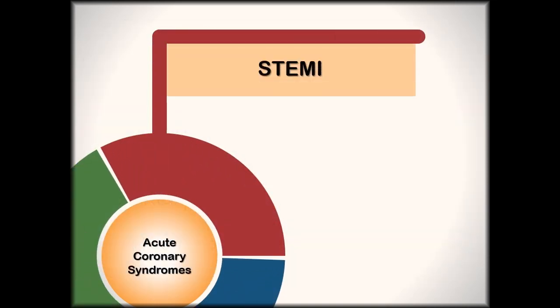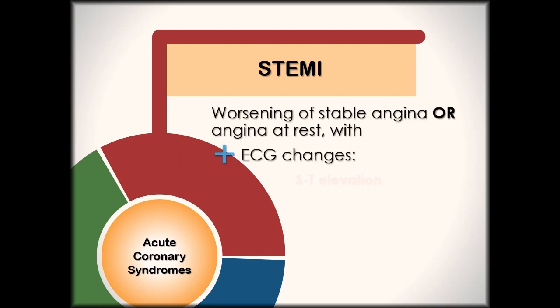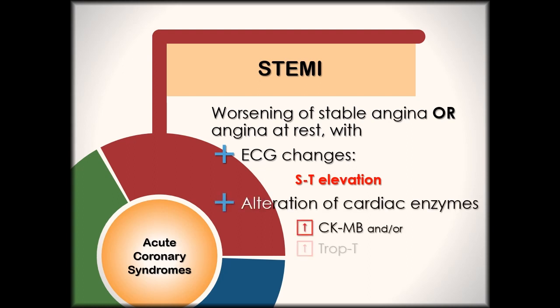The final type of acute coronary syndromes would be your ST elevation MI. Now, this is what laymen would call heart attacks. And the angina that occurs here is either at rest or worsening of the stable angina, coupled with ST elevation on ECG, as well as alteration or increase in the cardiac enzymes, both of CKMB and of troponin T.